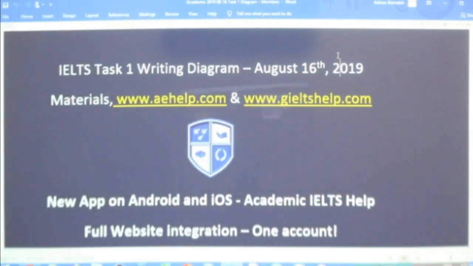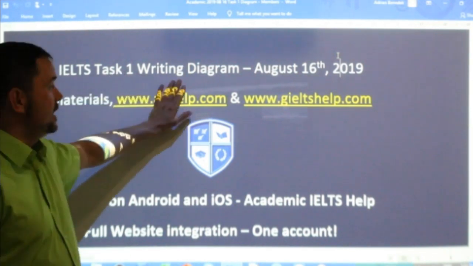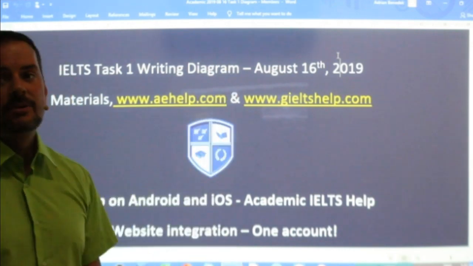This is a members chat class. We are focusing on IELTS Task 1, writing. It's a diagram type question.